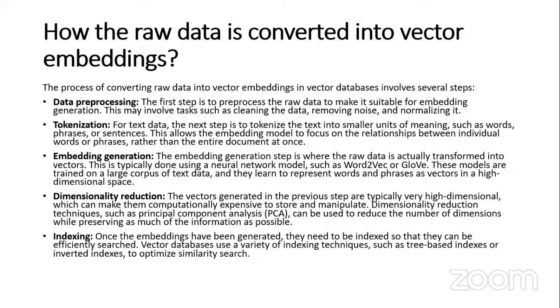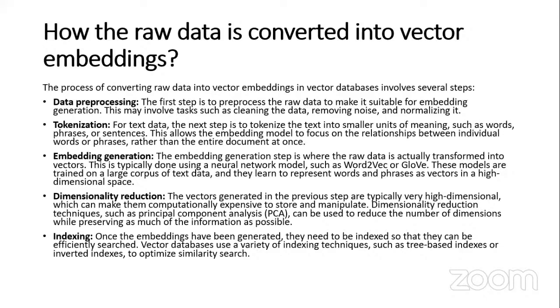Then embedding generation. The embedding generation step is where the raw data is actually transformed into vectors. This is typically done using a neural network model, such as word2vec and GloVe. These models are trained on a large corpus of data, and they learn to represent words and phrases as vectors in a high dimensional space. So if you're looking at text data that you want to convert into vector embeddings, you can always go and use the word2vec or GloVe library. These will help with vector embeddings.